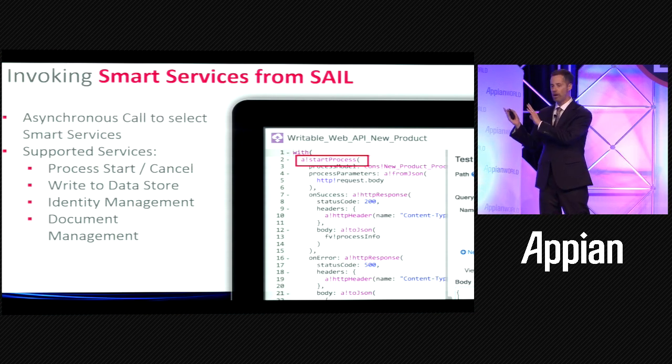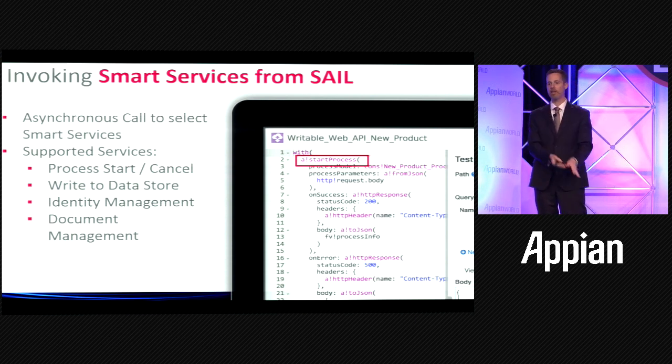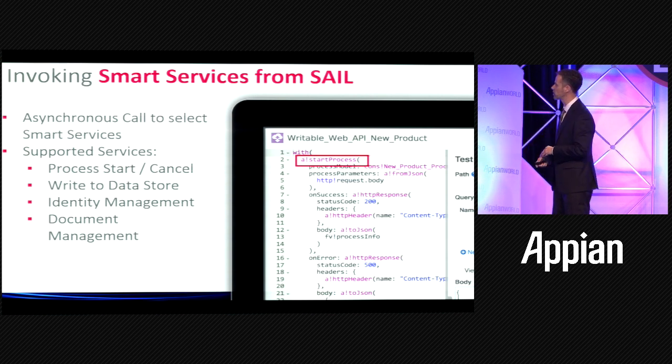So if I say upload a document, calling the upload document smart service, it uploads it and gives me the doc ID back right in line. And then after the refresh, I get the doc ID. I can then refresh the entire page to create highly dynamic interactive experiences that also write data to external data sources.